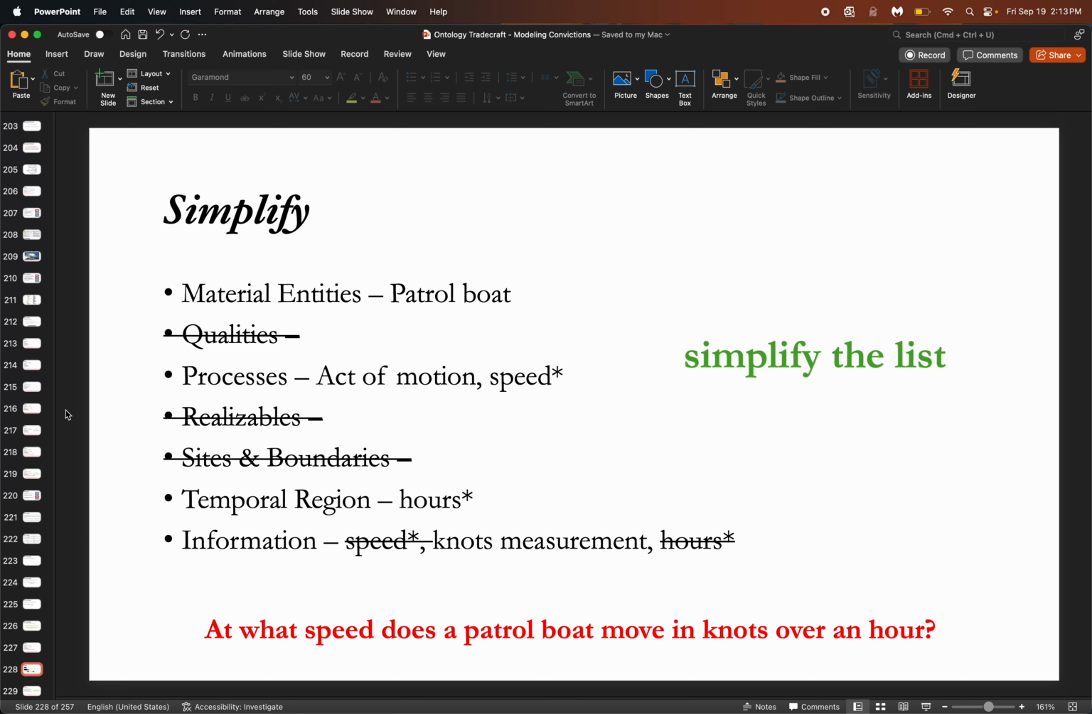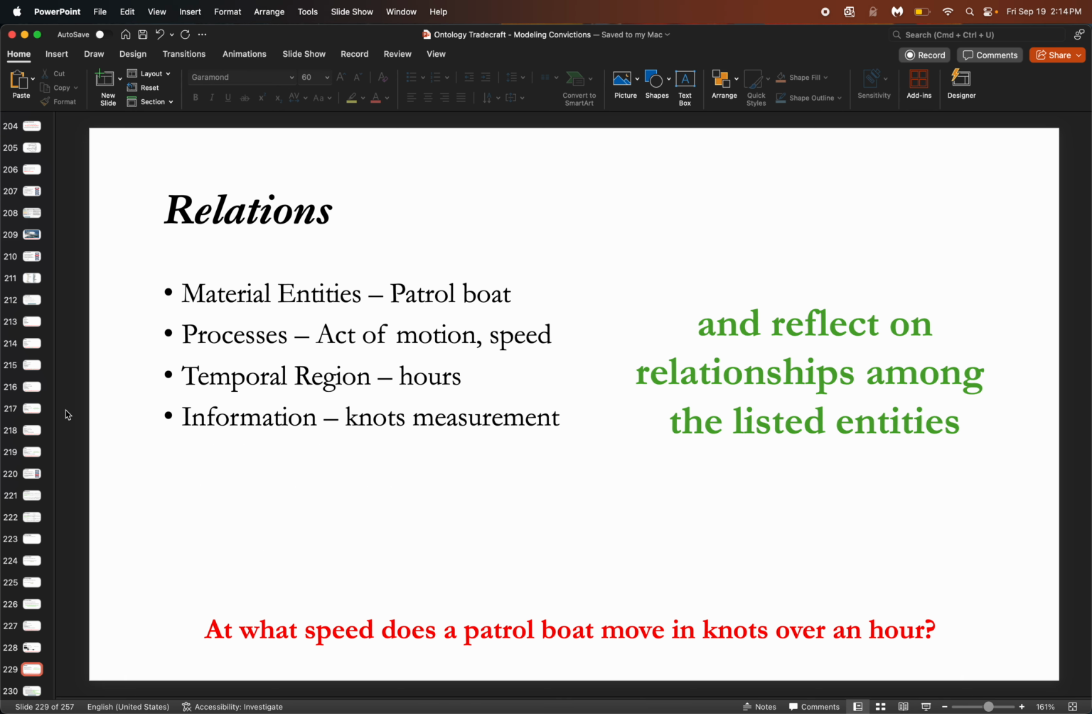Now, once you've done that, mark off things or categories and interpretations off the list that you didn't use or don't need. And I want you to do that for the sake of cognitive load. Simplify the list down to this, and now you reflect on the relationships among the listed entities.